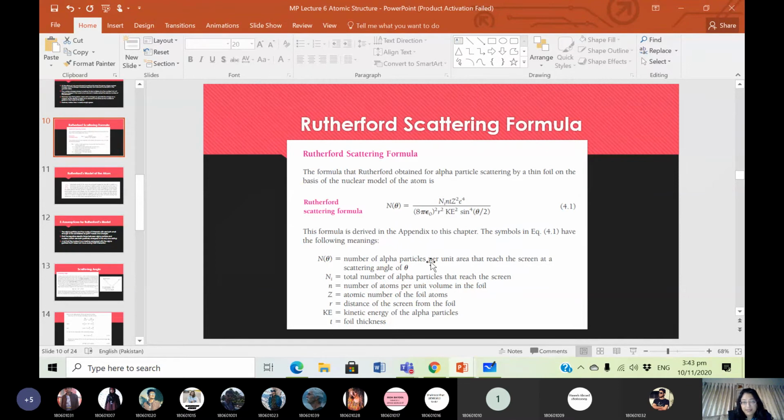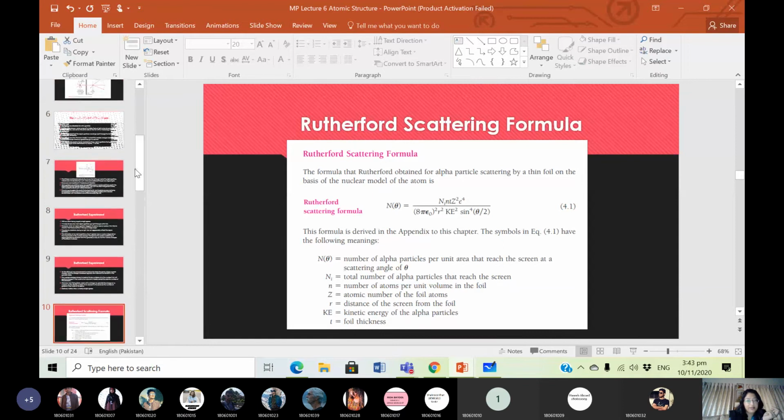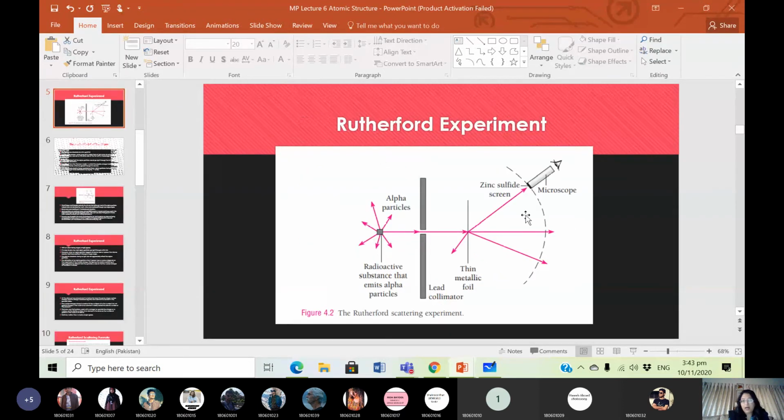K is the kinetic energy of the alpha particles. Ni is the total number of alpha particles that reach the screen. Small n is the number of atoms per unit volume of the foil. Okay? T is the thickness of the foil, Z is the atomic number of the foil atoms. R is the distance of the screen from the foil. Okay? So for example, if we have that diagram, go back to that diagram here. So R is the distance of the screen from the foil, whichever particular distance we are using.